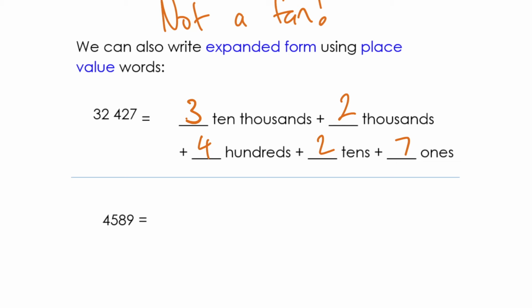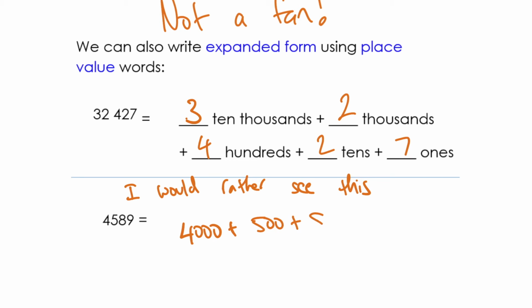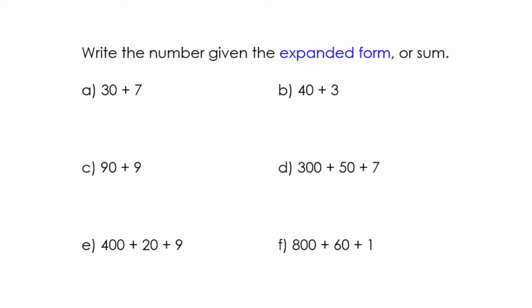I would rather you do this. Let me just write this down so it's not taken out of context. I would rather see this. 4,000 plus 500 plus 80 plus 9. So what I'm going to do is I'm just going to get you to do the sum, because this is a more common thing you will see.